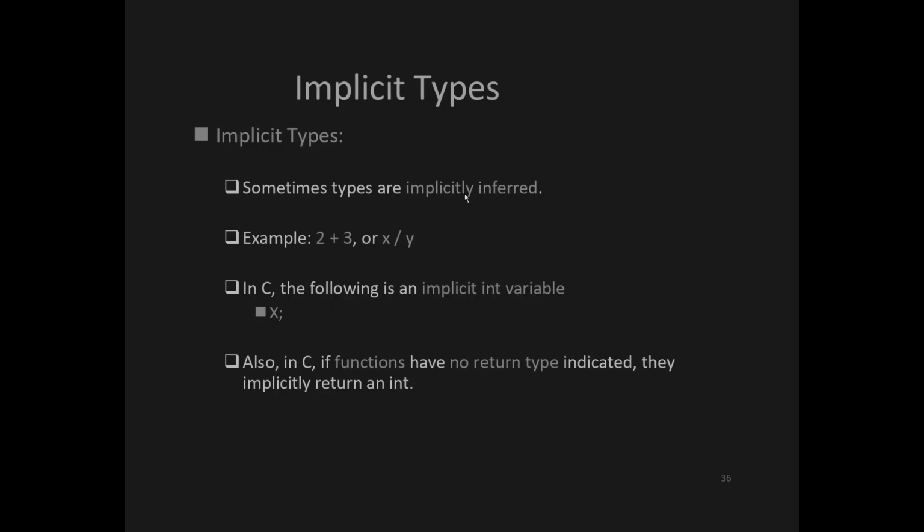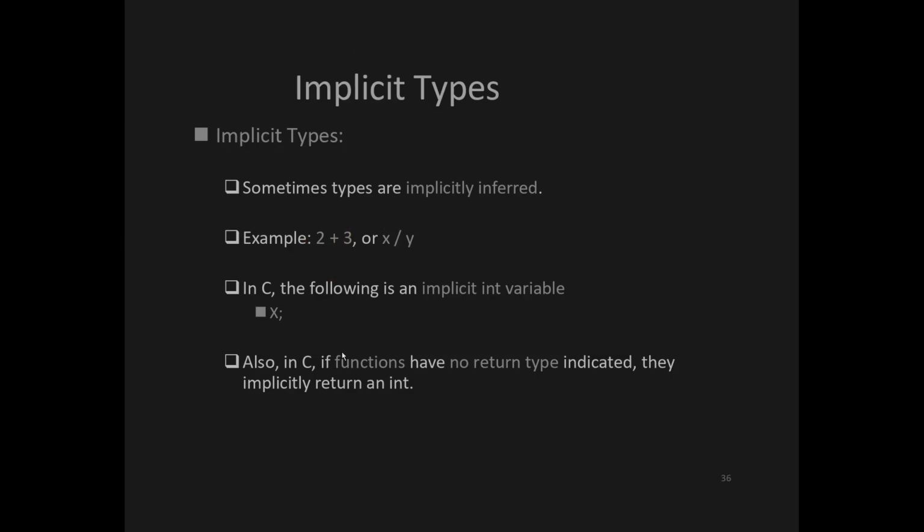Implicit types, sometimes they're implicitly inferred. For example, 2 plus 3 gives you 5, which, based on these two being integers, is inferred to be an integer. And similarly for this one. However, if one of these is a double, then the result is going to be a double. So it's inferred based on the actual types of the operands in the operation.